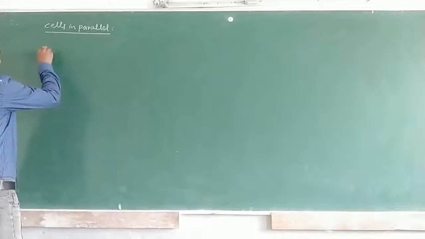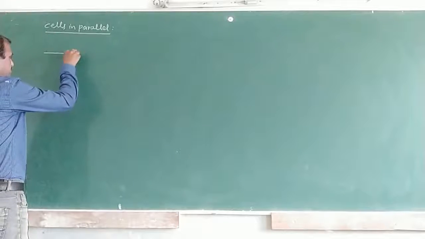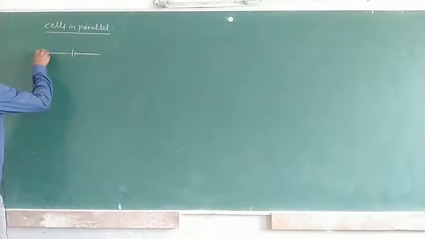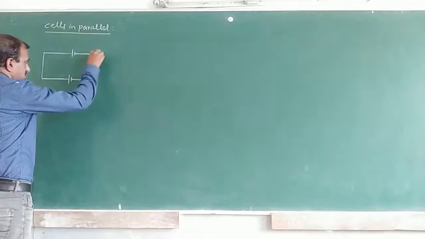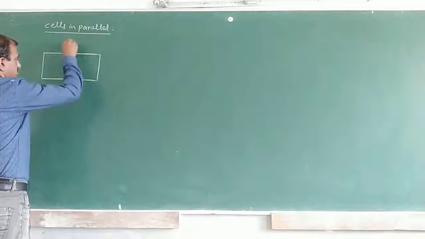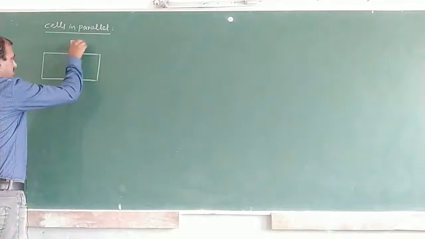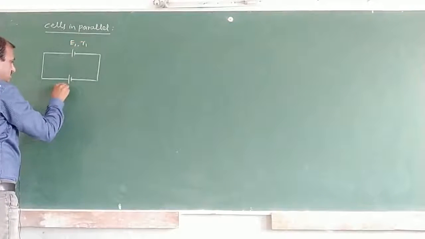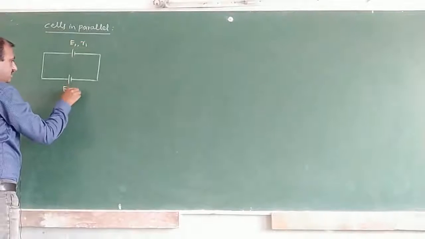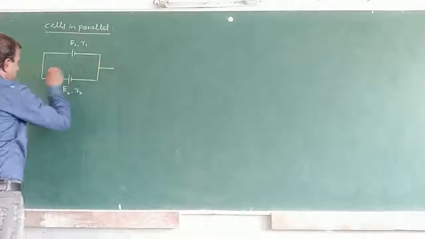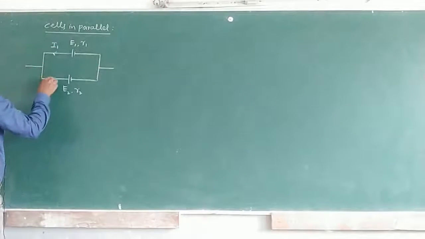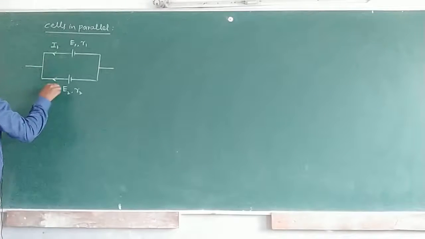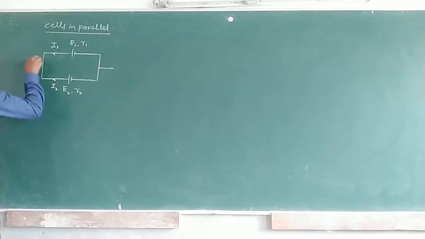This is a cell of EMF E1 and internal resistance R1. This is a cell of EMF E2 and internal resistance R2, connected in parallel. Let I1 be the current due to E1 and I2 be the current due to E2. This is the main current I.